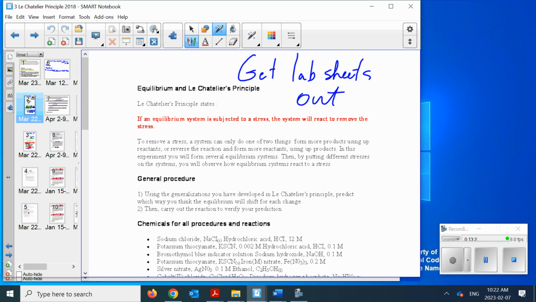Sort of sounds like one of Newton's laws, the third one, right? Equal and opposite. To remove a stress, the system can only do one of two things: form more products, using up reactants, or reverse the reaction, form more reactants, using up products. So it either shifts to the left momentarily or to the right momentarily. We'll experiment on several equilibrium systems, then put different stresses on the system, see how it reacts, and be able to make predictions.